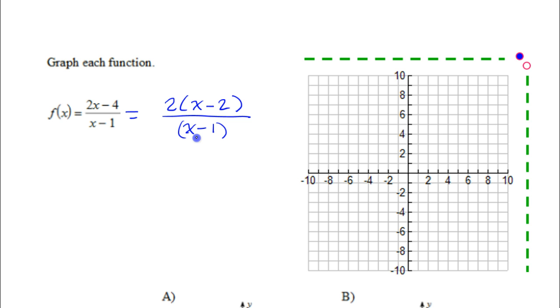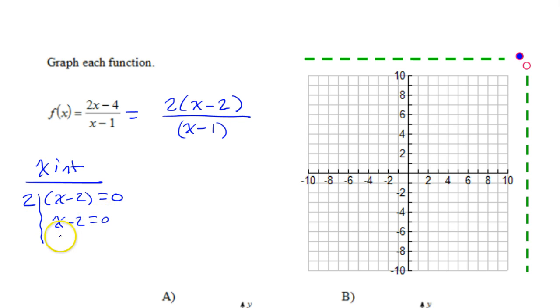Anyways, what shall we do first? Let's do the intercepts, the x and y intercepts. So for the x-intercept, on a function like this with no number on the end, you can just set the numerator equal to 0. So I am just setting 2 and x minus 2 equal to 0. Now this constant is not going to do anything. So x minus 2 equals 0 is the only thing that can give me a solution. So x is equal to 2. So that means my x-intercept will be 2, 0.